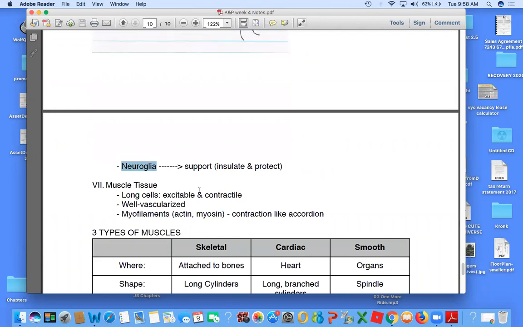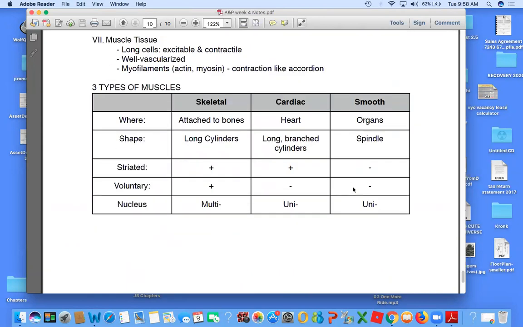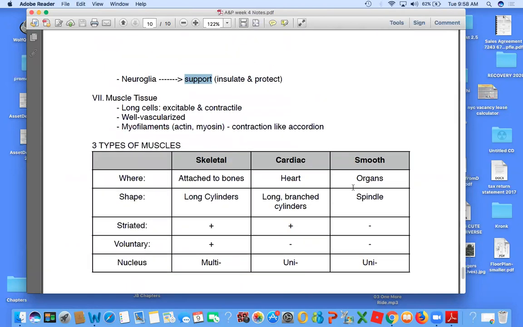And your neuroglia are support type cells. The neuroglia insulate and protect the actual nerve. When we say Einstein had more neuroglia than the average, that's why he was able to figure things out. Don't know. Many theories.